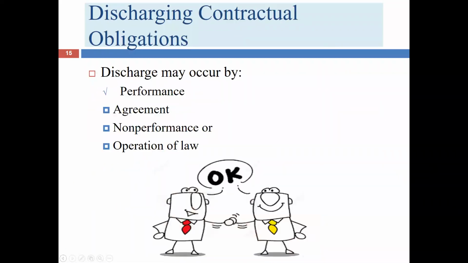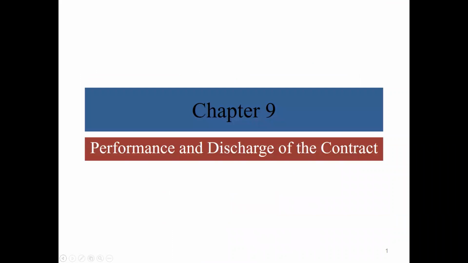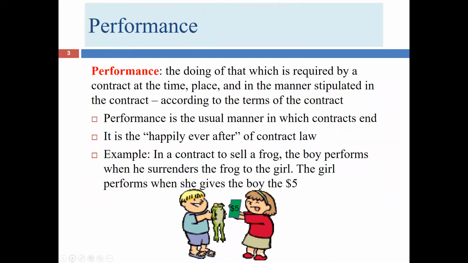Let's go back to the beginning of Chapter 9 and do a little bit of review and then dive into the new material. As we covered in the first lecture, we are talking about the topics of performance and discharge with respect to contracts. In the first lecture, we covered the topic of performance, but just a little bit of a review. Performance is the doing what you have agreed to do in the contract.